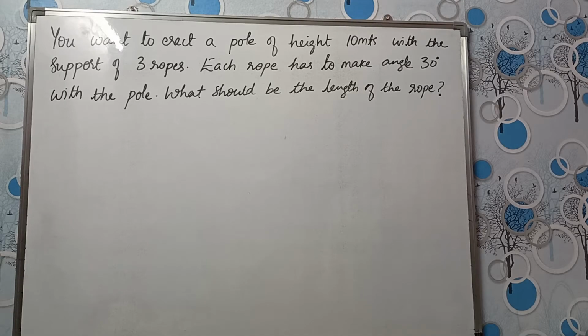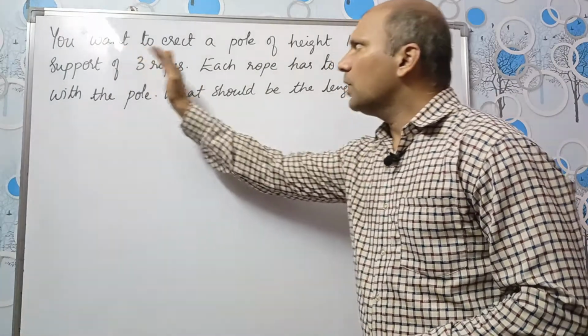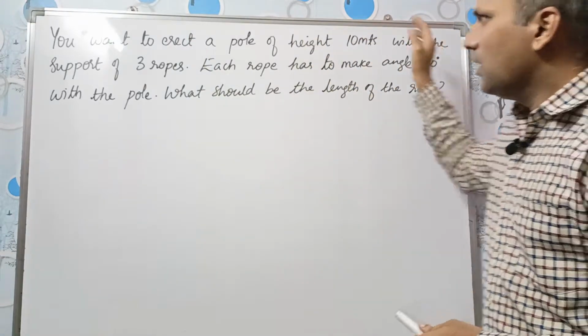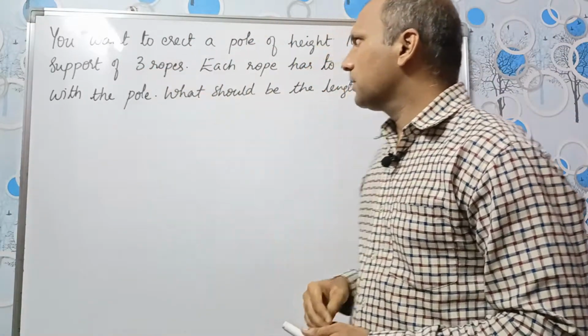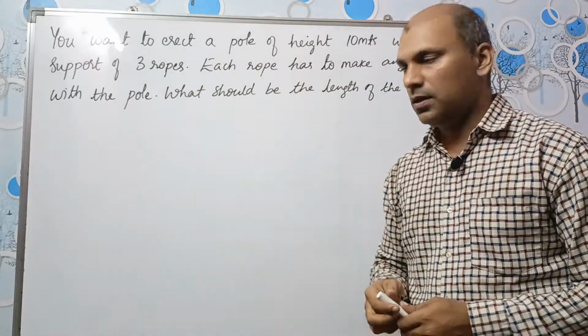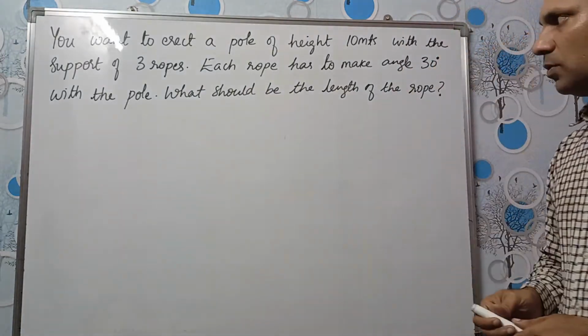Hello students, in this video we will solve this problem. You want to erect a pole of height 10 meters, with the support of 3 ropes. Each rope has to make an angle of 30 degrees with the pole. What should be the length of the rope?